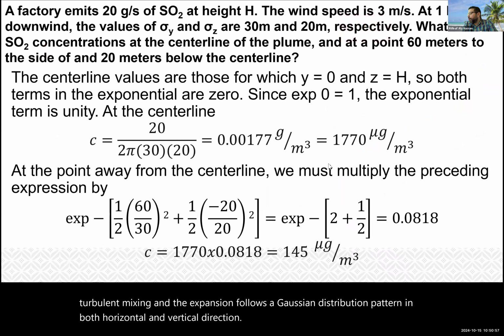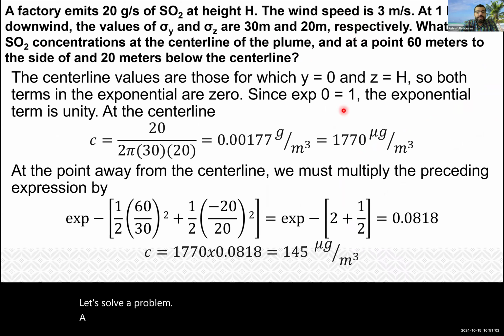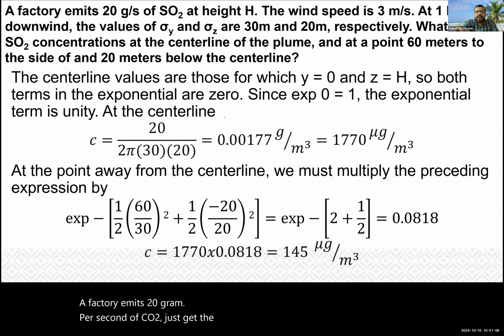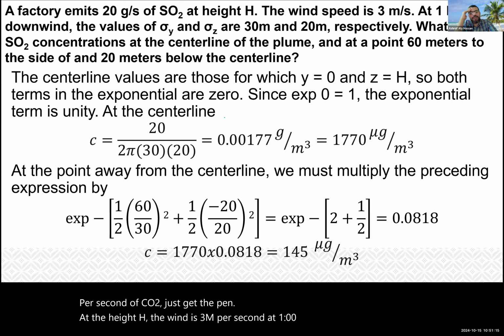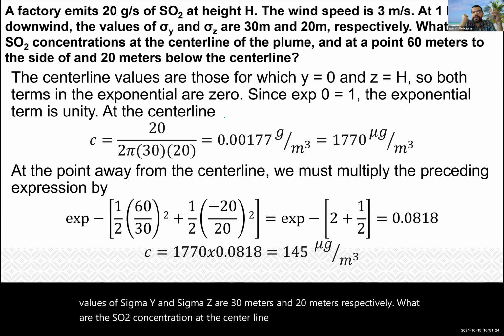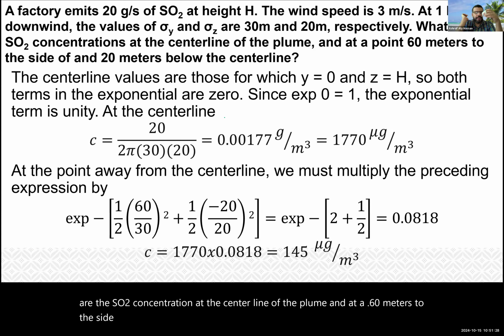Let's solve a problem. A factory emits 20 grams per second of SO2 at a height h. The wind is 3 meters per second. At 1 kilometer downwind, the values of sigma y and sigma z are 30 meters and 20 meters respectively. What is the SO2 concentration at the center line of the plume and at a point 60 meters to the side and 20 meters below the center line?